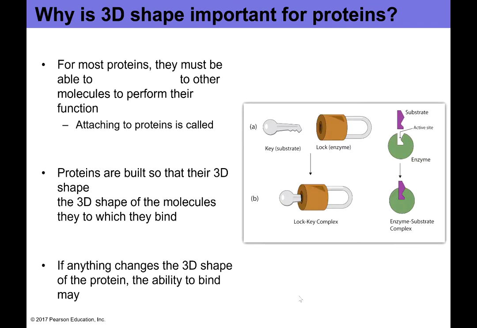Another big key, though, for things that are not structural. Say, let's look inside of a cell, and the proteins that actually do some work in a cell. Most proteins need to be able to attach to other molecules to perform their function. So hemoglobin has to be able to attach to oxygen. Insulin has to be able to attach to a receptor on the cell it's trying to send a signal to. Lactase has to be able to attach to lactose in order to be able to break it down into glucose and galactose.